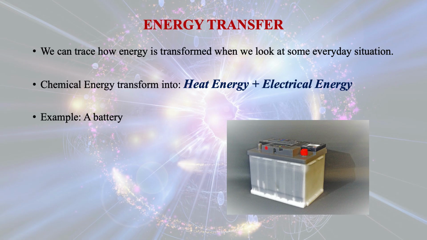Now you see in the picture there is a storage battery. So we can trace how energy is transformed when we look at some everyday situations. You might have seen the storage battery. This has been used in the car. Now the chemical energy is transformed into heat energy and electrical energy. This is the example for a battery. When the battery is used in a car, we can switch on the light, because current is flowing through the circuit, that means chemical energy is transformed into electrical energy and heat energy because heat is also generated.